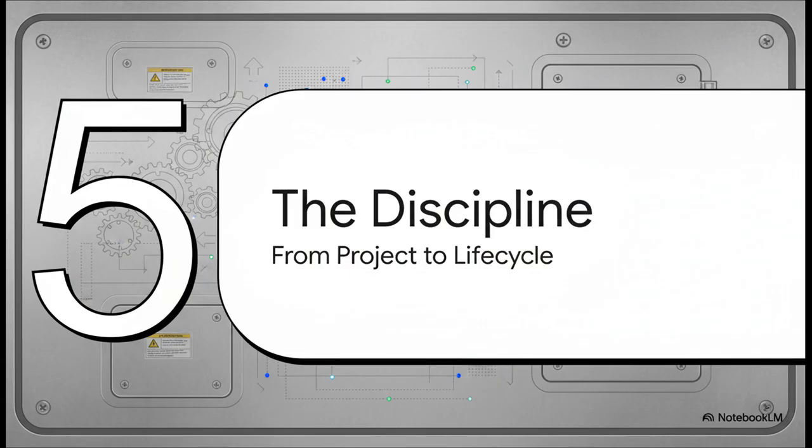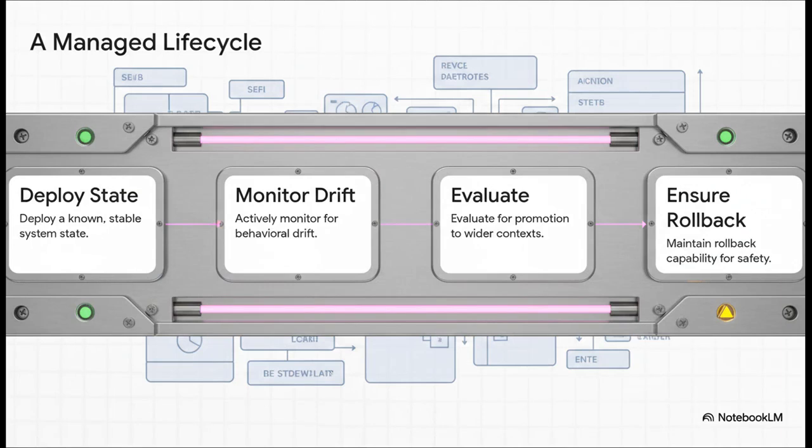Let's pull it all together now. This is really about moving from thinking of AI as a one-time project to treating it as a system that has an ongoing life cycle, one that requires constant management. In this life cycle, it really looks like a continuous loop. First, you deploy a system in a known, stable state. Then, you actively monitor it for any behavioral drift. When it's proven to be stable, you formally evaluate it for promotion into a wider context. And all the while, you are maintaining that capability to roll back to a previous known state at a moment's notice. And then, the whole cycle just repeats.